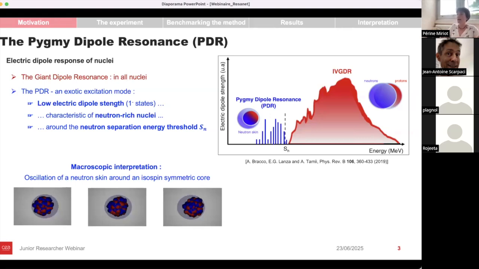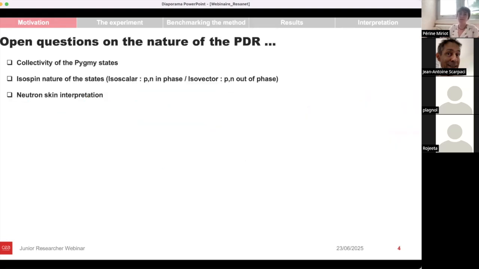So there have been many experimental studies, and theoretical studies as well, of this PDR excitation mode, but as of today, there are still some open questions on its nature. The first one concerns the collectivity of the pygmy state, that is to say the number of nucleons that are involved in the excitation. Another open question on its nature concerns the isospin nature of the state.